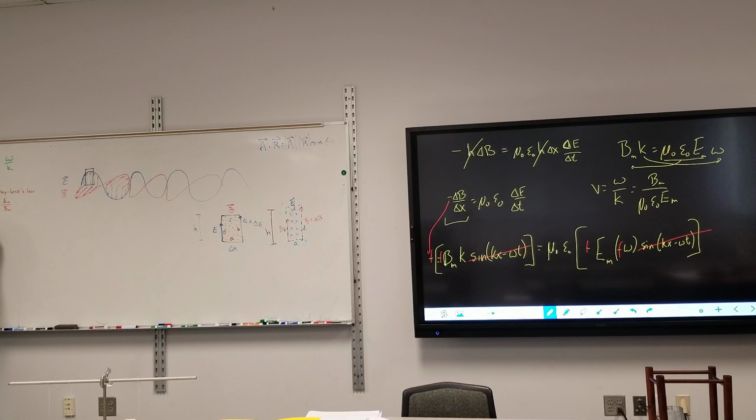So, from Ampere-Maxwell's law. And again, generally you just consider Ampere's law with Maxwell's correction. We have v equals B_m over mu sub naught, epsilon sub naught, E_m.